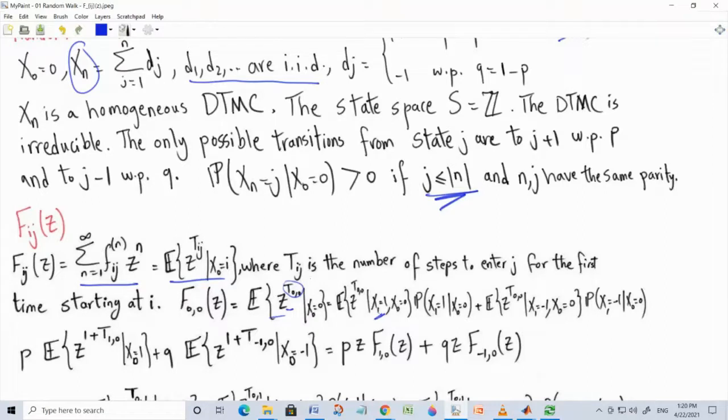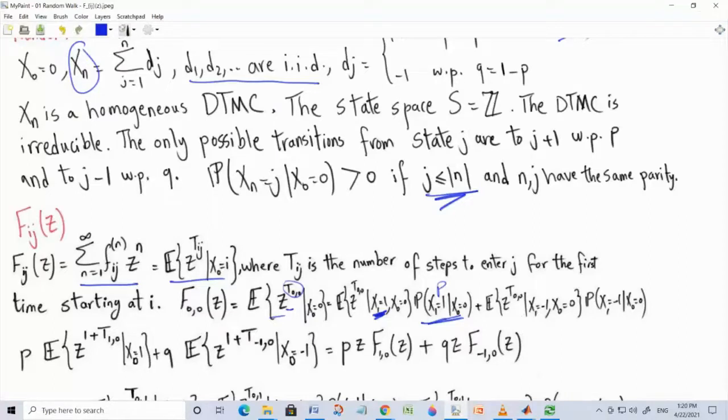What you can do is condition on X1, and if you start at the origin, you have only two possibilities for X1. X1 is either 1 or minus 1. That's it, by the construction of the random walk. So we can condition on X of 1 equal to 1, and of course if we do this we need to multiply by the probability that X of 1 is equal to 1 given that X of 0 is equal to 0, and this probability is simply p.